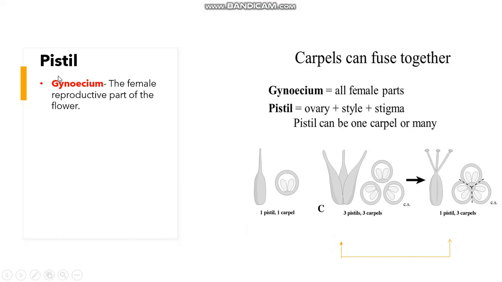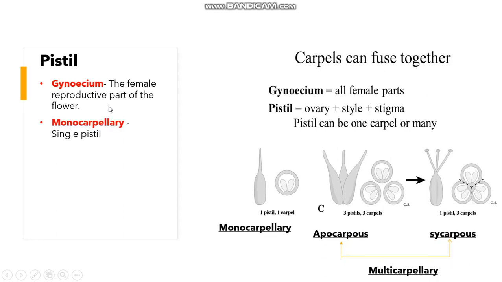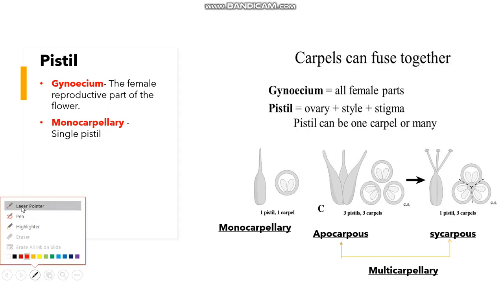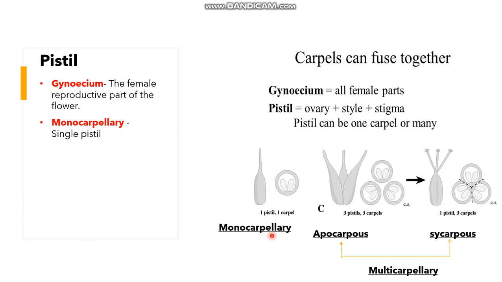So pistil, as we already know, belongs to the floral whorl gynoecium. It is an essential floral whorl and represents the female reproductive part. In a flower, there may be a single pistil present. In that condition, we call the gynoecium monocarpellary. But if there is more than one carpel present in a flower, then it is known as multicarpellary.